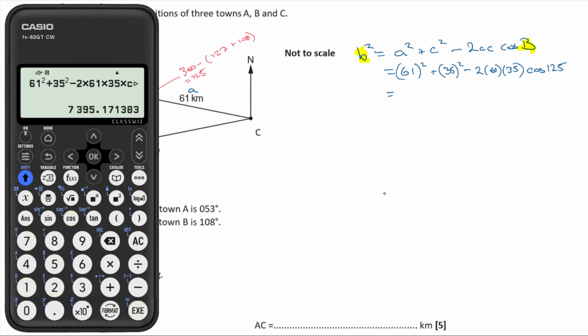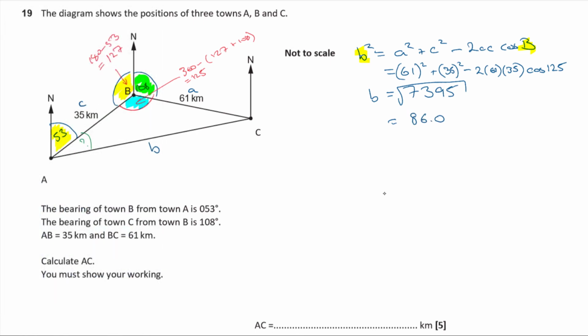Now, according to my calculator, that is 7,395 and change. Okay, remember that's B squared, so then B is going to be the root of that. So finding the root of my answer, that is a more realistic 86 to the nearest decimal place, so 86.0. Okay, so I make that 86.0 kilometers. You're just using a straight up use of the cosine rule.